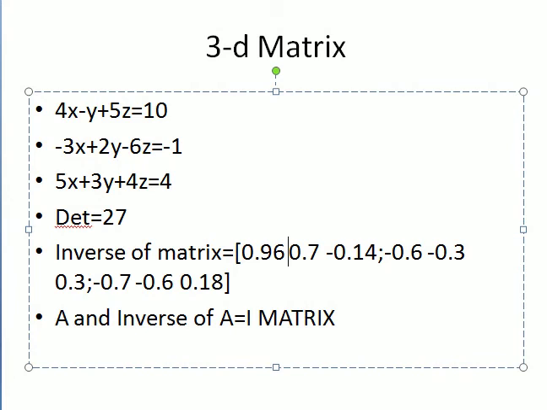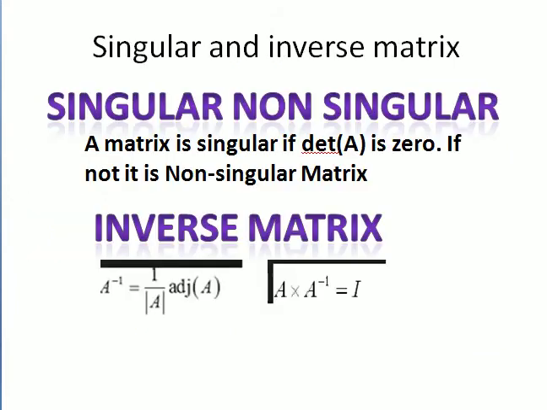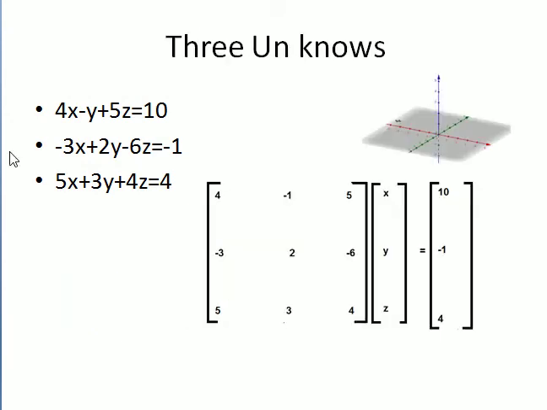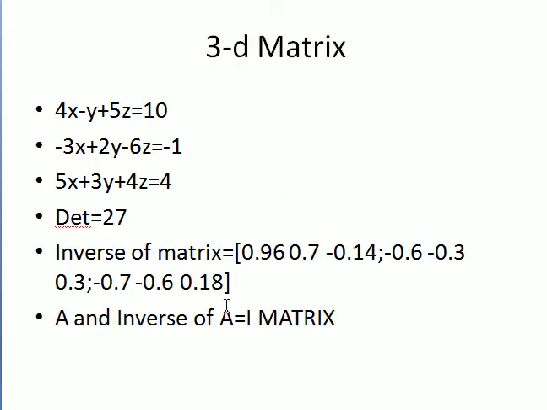Okay. So which we have found using this formula, that is A inverse is equal to 1 by determinant of A into adjoint of A. So this gives you the inverse matrix as this. If you multiply this matrix and this capital A matrix, that gives the identity matrix.